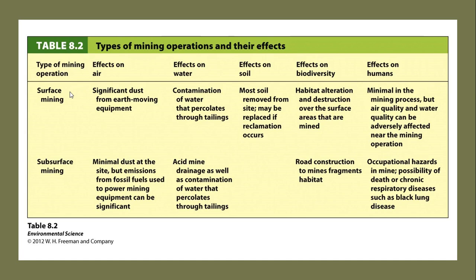Looking at the effect on water, we can see contamination of water that percolates from those tailings could happen. We can also see what's called acid mine drainage, which I'll talk a little bit about, that can contaminate water through percolation. The effects on soil: in surface mining, we're going to be removing some of the soil from the surface, versus in subsurface mining, we tend to not really remove that soil so much as just dig into it.